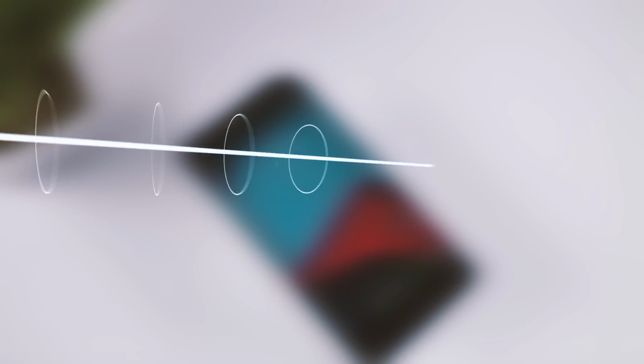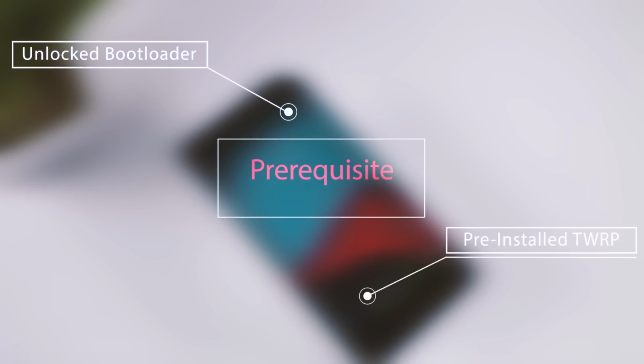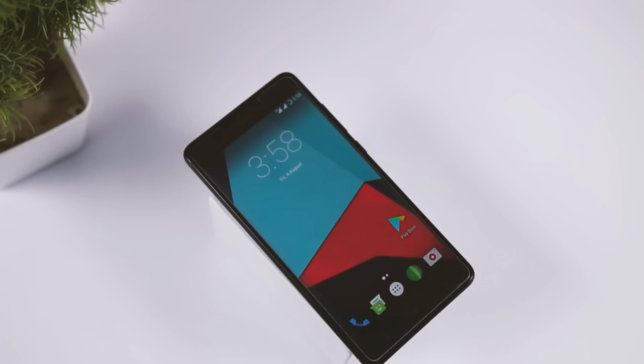The prerequisites are, first, your bootloader should be unlocked. Second, you should have pre-installed TWRP recovery. Now, if you don't have an unlocked bootloader and pre-installed TWRP recovery, then don't worry. I had already made a video on that. So just pause this video and click on the card that pops up at the right corner, or you can also find the link of that video in the description down below. So first watch that video and follow the steps, then head over to this video.